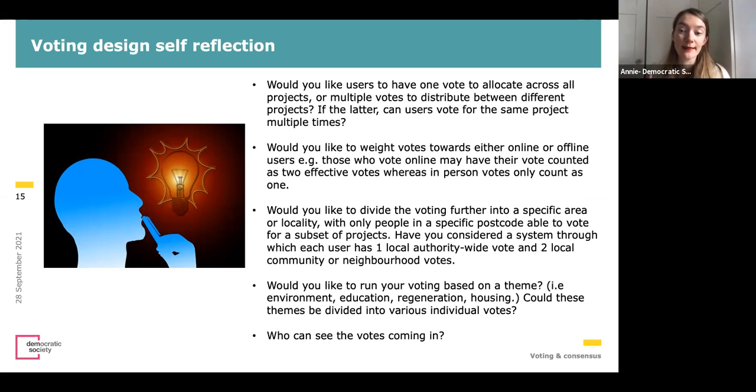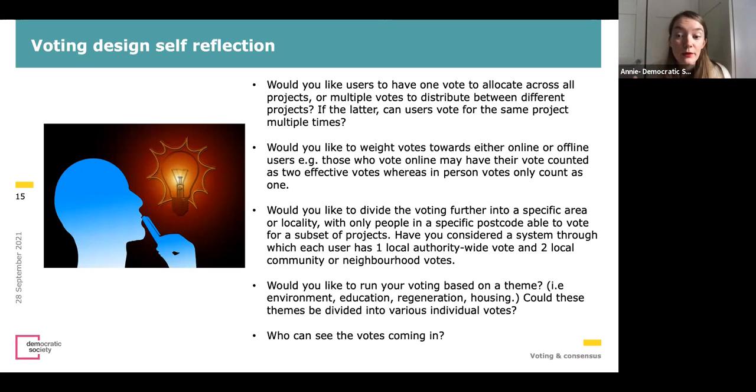And then also things like dividing the vote into specific areas or localities. So it might be only people within a specific postcode can vote on this group of projects, or a system where it's a regional vote. So it's actually for quite large scale services and proposals. And then they might also have local community or neighbourhood votes as well. So it might be you have more than one proposal or PB process going on at one time, but they're just synchronous with each other.